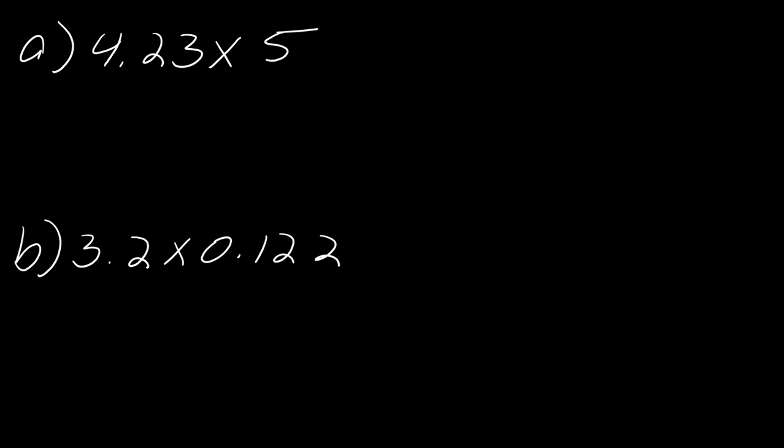So I know there's different ways to multiply, but go ahead and multiply these together and see what you get, and then we'll compare answers. Okay, so I am just going to set up 4.23 times 5. I'm going to completely ignore the decimal.